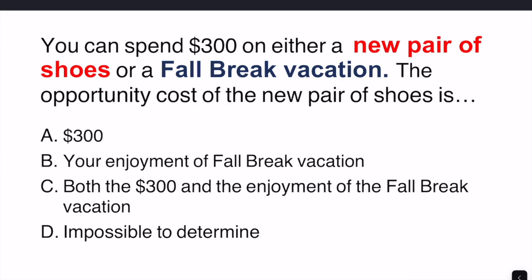Okay, so our first example for opportunity cost. Imagine here you can spend $300 on either a new pair of shoes, or your other alternative is you can spend that $300 on a fall break vacation. Okay, what you're going to need to calculate is the opportunity cost of the new pair of shoes. Okay, your options are: A, is it the $300; B, your enjoyment of the fall break vacation; C, both the $300 and the enjoyment of the fall break vacation; or D, is it impossible to determine?